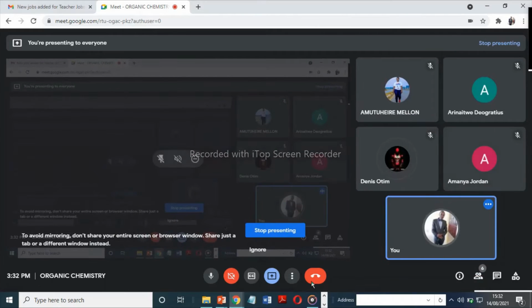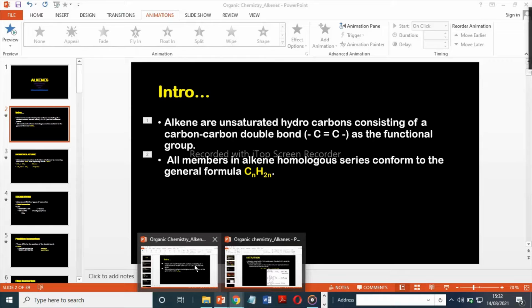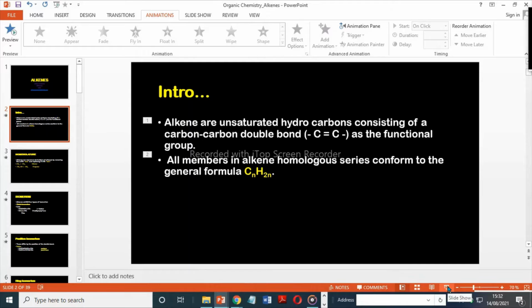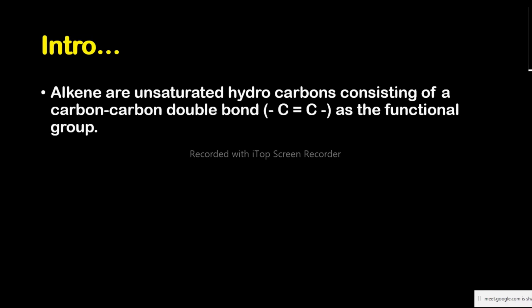Yes, I'm presenting it. However, alkenes are different from alkanes in that alkanes have a single bond, while alkenes have a double bond, like how you see. Okay? And actually, this is their functional group. So these alkenes are unsaturated hydrocarbons consisting of a carbon double bond as their functional group.